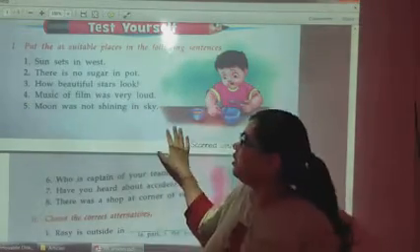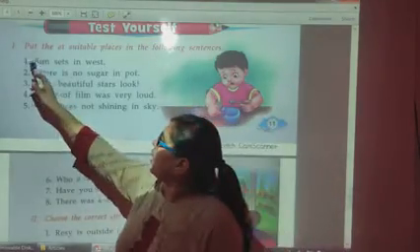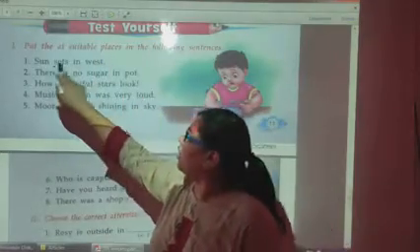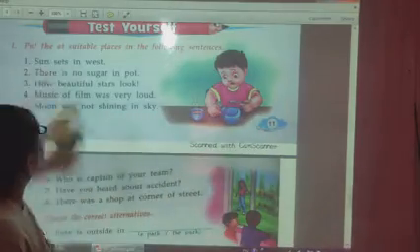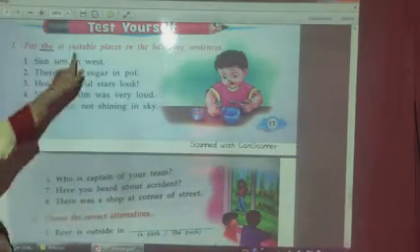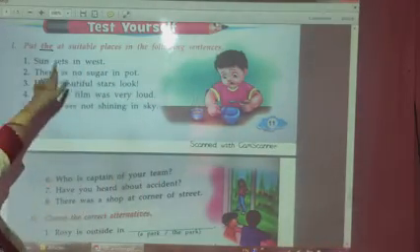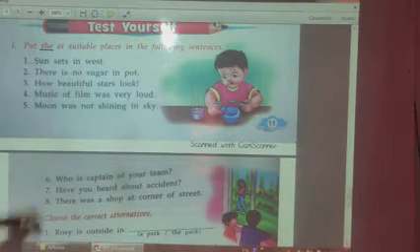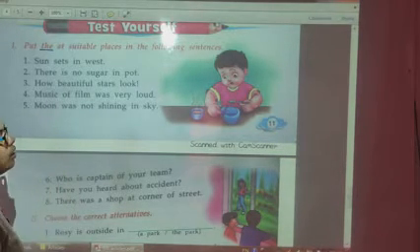Before starting this, I will be telling you, while writing, you will write this question first, and then whatever answer we are writing here, you have to write it in the next slide. Okay? Now, let's start. Put the at suitable places in the following sentences. Now, here we have to use the only for unique things or objects. Now, sun sets in the west. The sun sets in the west.